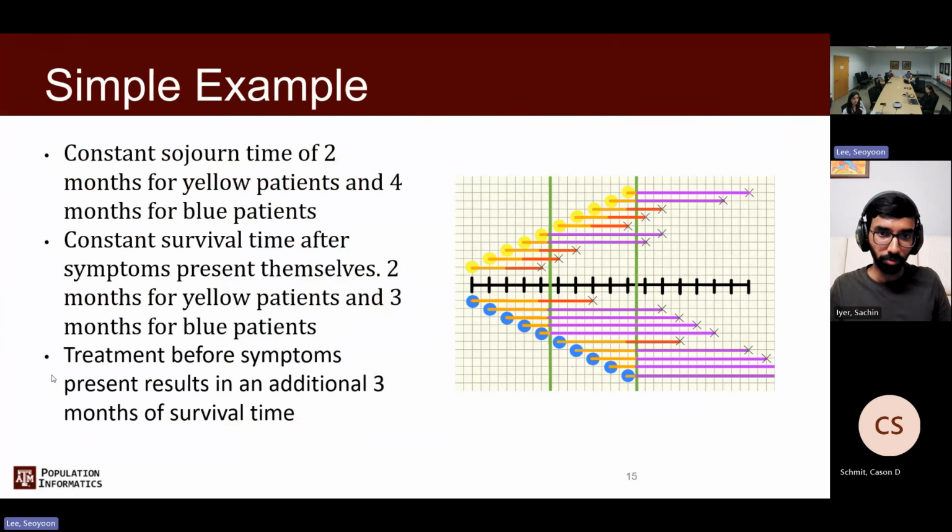The patients represented by yellow circles have the more aggressive form of cancer. The sojourn time for the yellow patients is 2 months, and for blue patients is 4 months. And the survival time after symptoms present themselves without treatment is 2 months for yellow circle patients and 3 months for blue circle patients. Across the whole example, if cancer is screened for and caught, then it adds 3 months of survival time.